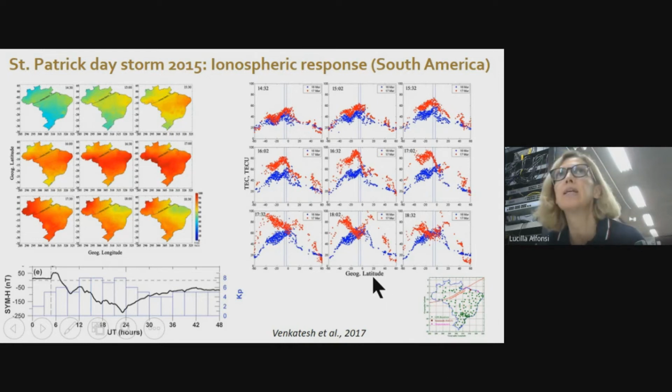This is the equator, I guess. Yes, it's the geographic equator. And how different can be the TEC from one day, a quiet day, from another day that is the onset of the storm. And again, this SYM-H profile and the Kp profile help you to follow the evolution of the storm. This TEC assessment has been done using this dense network in Brazil.